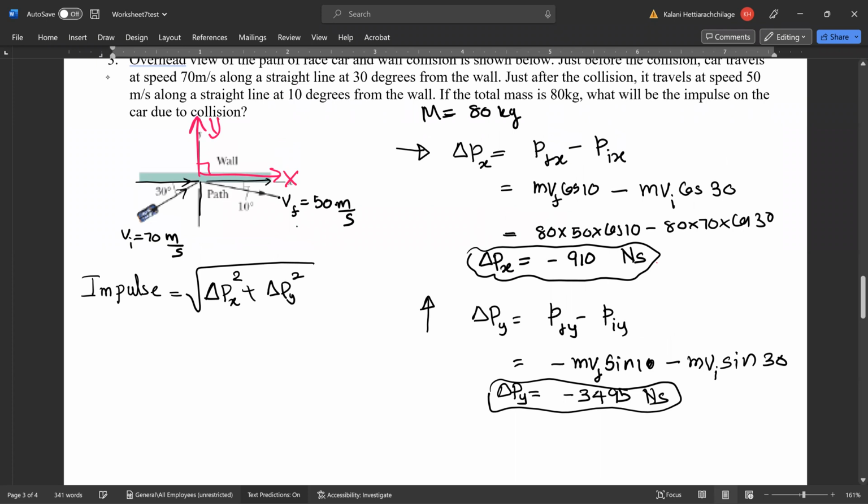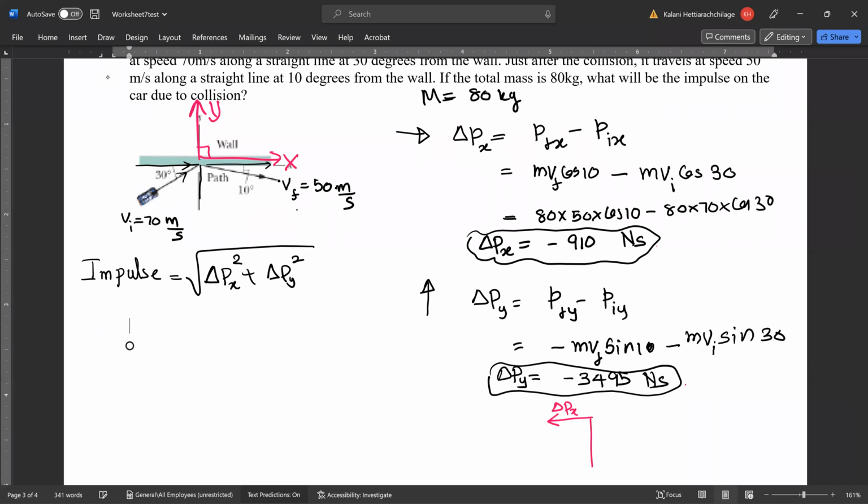You see from the px and py, both are negative, right? That means your x direction negative will be something like this. This is delta px, right? And the y direction one is much bigger than that. It will be in negative y direction, delta py. So now we're going to complete this parallelogram and find this. That will be basically your impulse.